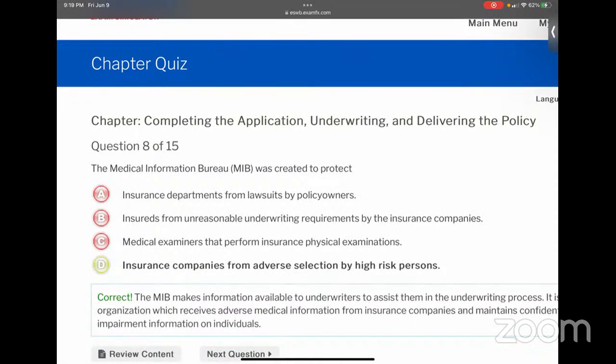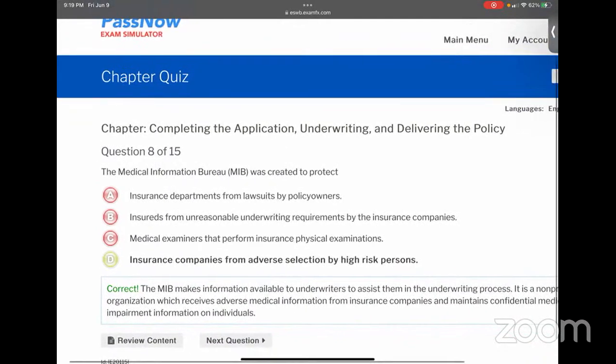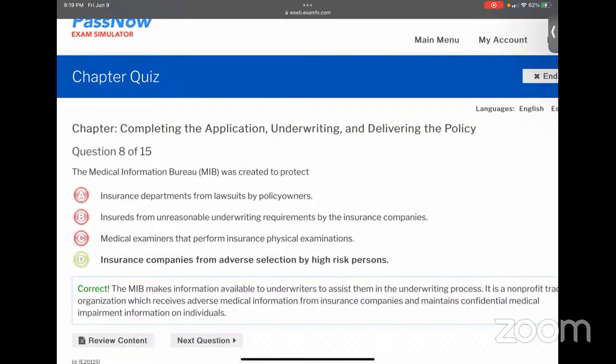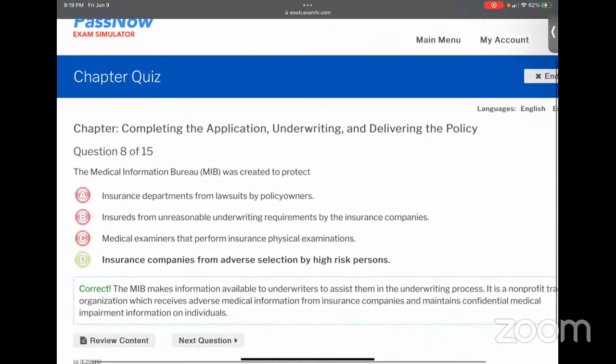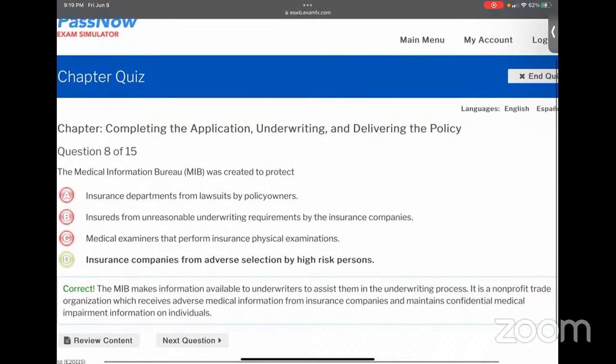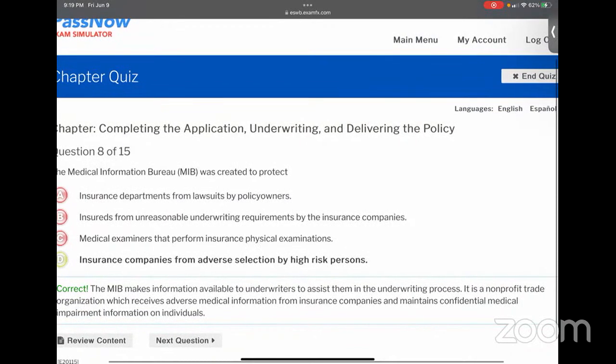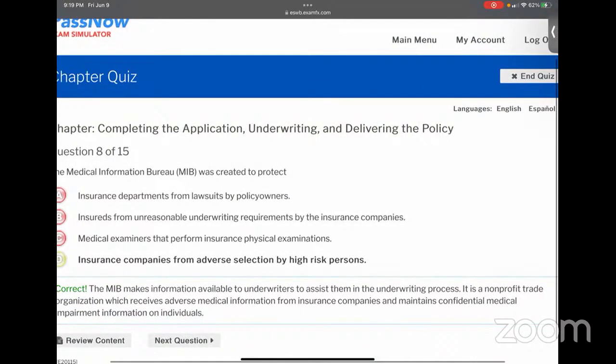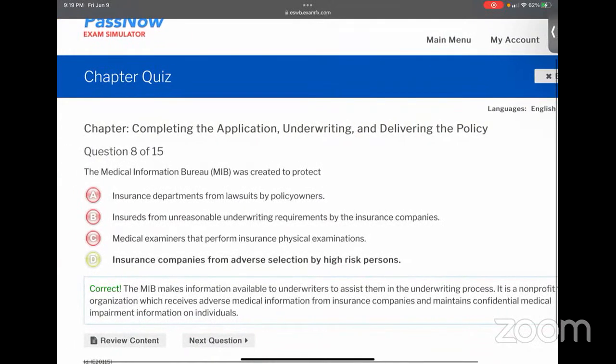The MIB makes information available to underwriters to assist them in the underwriting process. It is a nonprofit trade organization which receives adverse medical information from insurance companies and maintains confidential medical impairment information on individuals. Yep. That will be D.